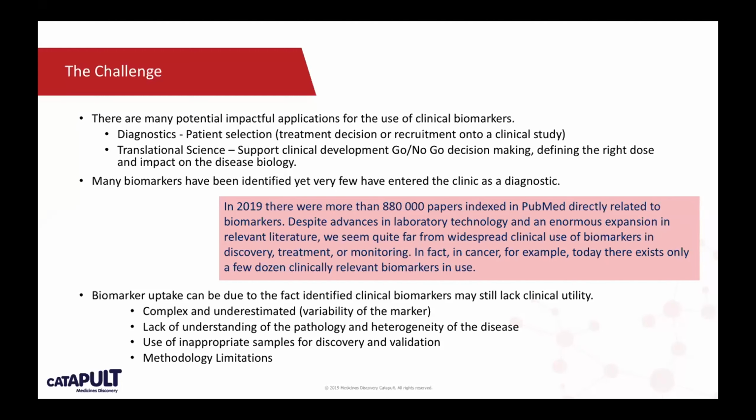Also, the use of inappropriate samples for discovery and validation. Now, this is quite key, and I know Helen's going to be talking a little bit about how to access samples, but the key part of that is actually making sure they're the right samples, because you can look at building a biomarker validation set, but actually if it's based on the wrong set of samples in the first place, then the biomarker might not translate into the clinic. And then methodology limitations. You need to know how robust the assay is, but also the variability of that marker and how quantitative you can read it.